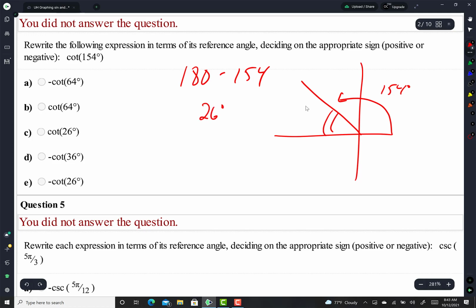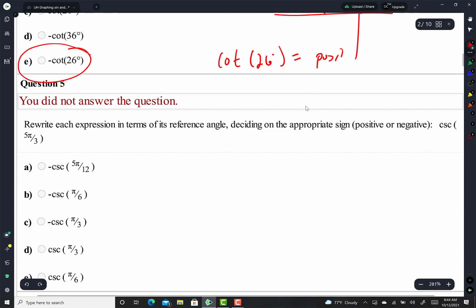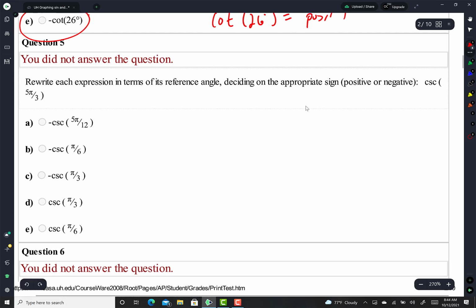26 degrees. And then cotangent is x divided by y. So in quadrant 2, cotangent would have been negative. If I use the reference angle, every time you use the reference angle, guys, it's always going to be positive. So because I want it to be negative, I put a negative in the front. So E. Do you see how we're doing that, guys? It doesn't require much thought. You just got to train your brain a little bit.